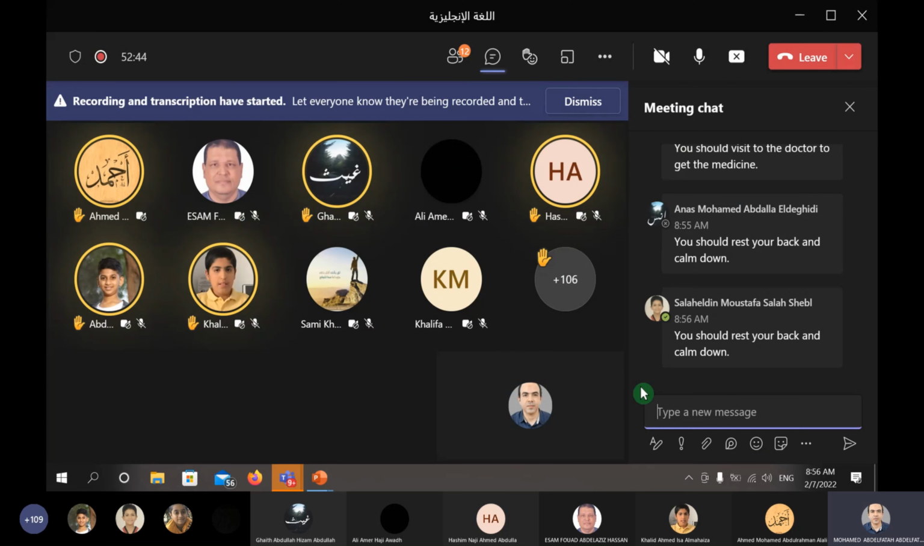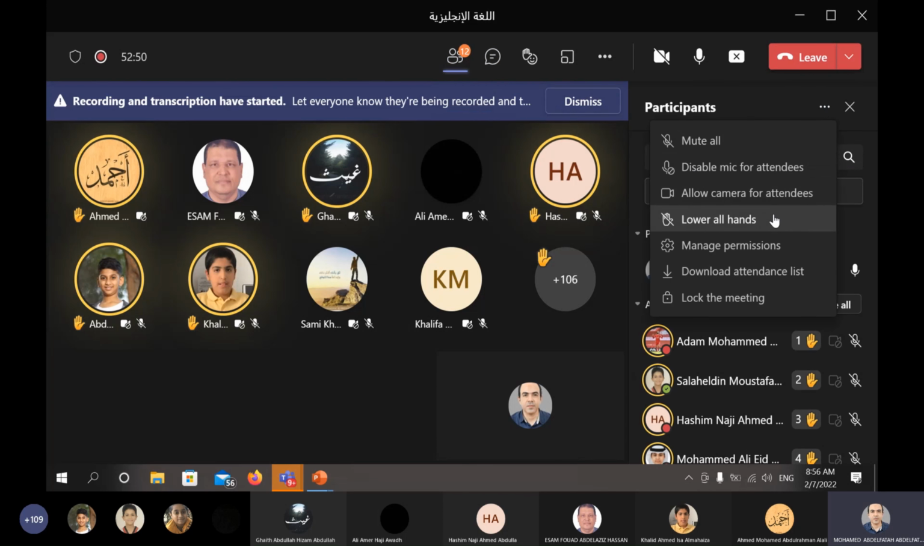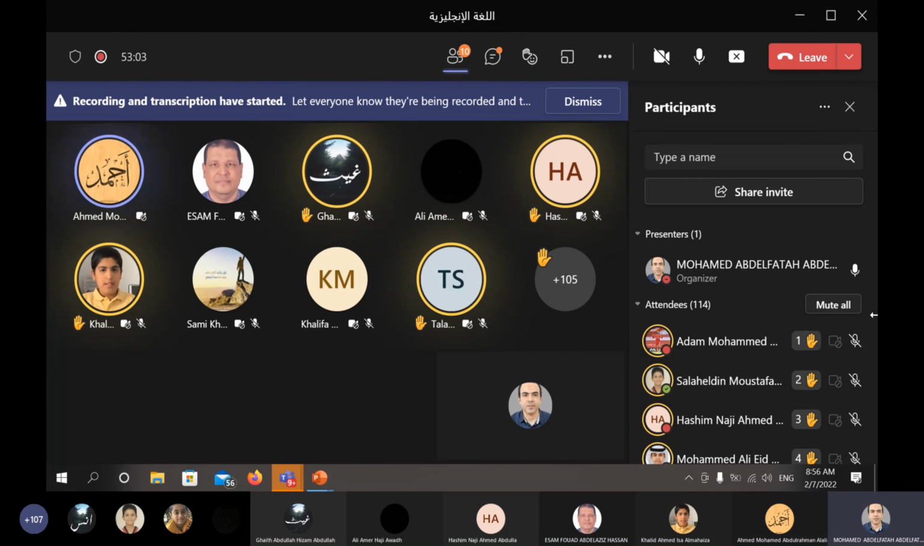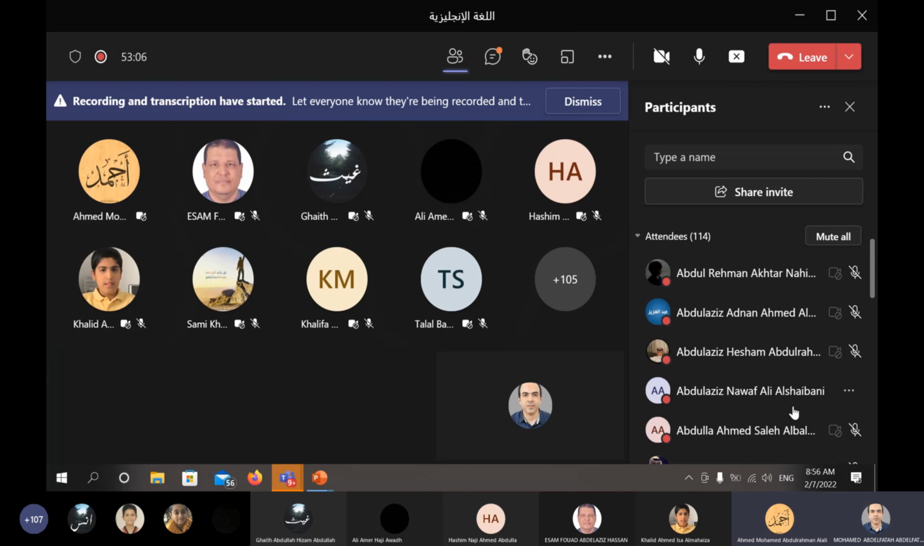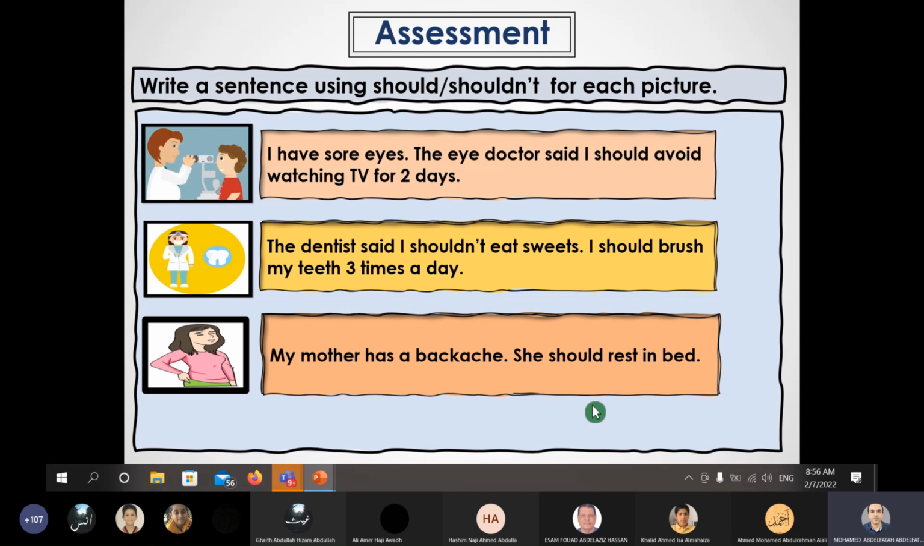Now, students, I will lower all hands. To be fair, I will lower all hands, but please, if you are ready and can read correctly, raise your hand. Okay? Students, if you would like to read, raise your hand. The first one is Khalid again. Okay, Khalid. Good luck. Khalid, number 1. Yes, teacher. Khalid, go on. Read number 1.